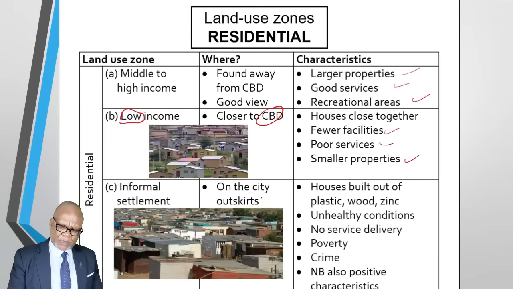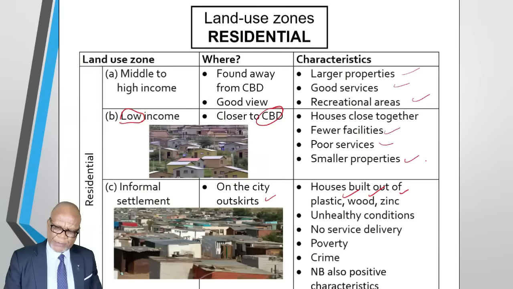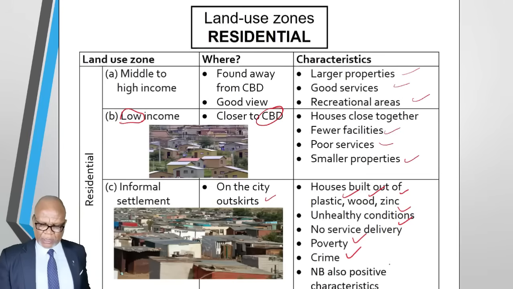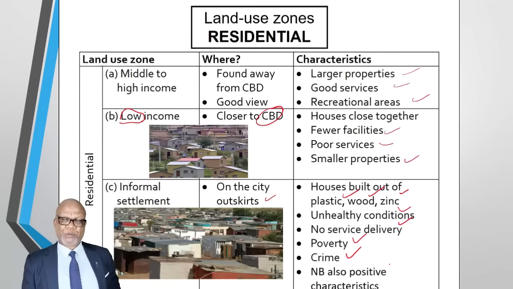It is usually found on the outskirts. Houses are built of any available material. It can be plastic, wood, can be zinc, can be anything. It is characterized by unhealthy conditions. There is no service delivery. There's poverty. There's crime also. You can also look at the positive characteristics there because it is providing people a place to stay in.